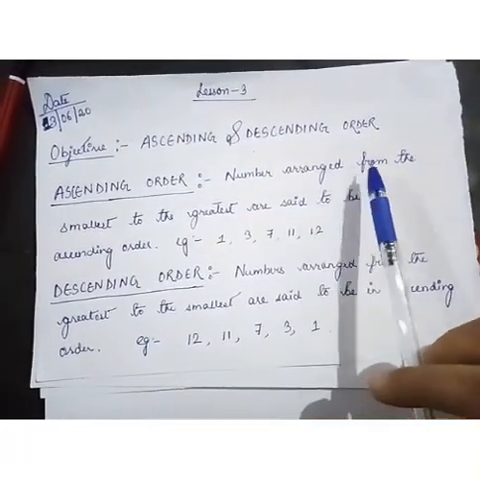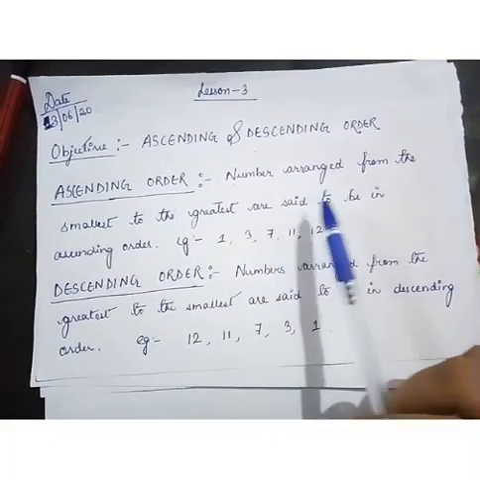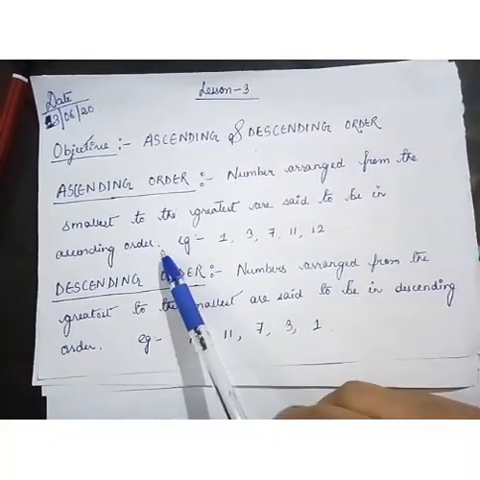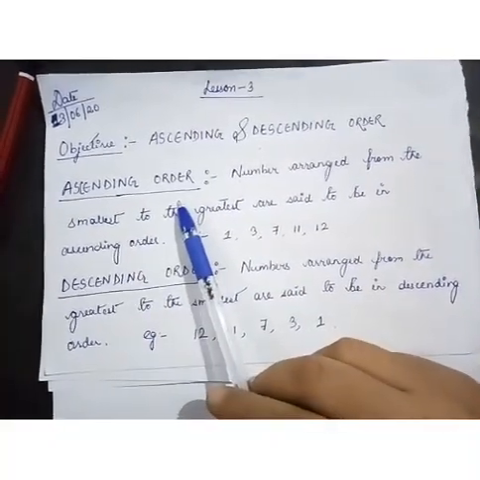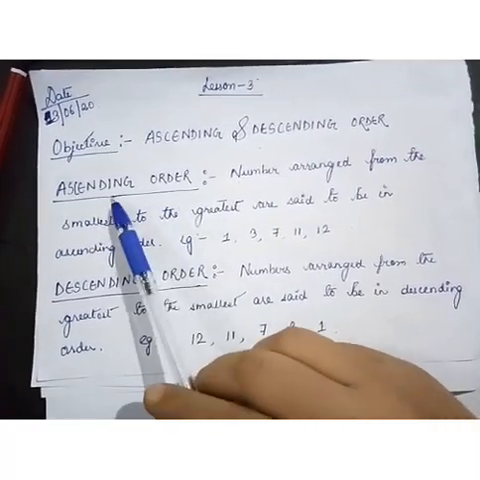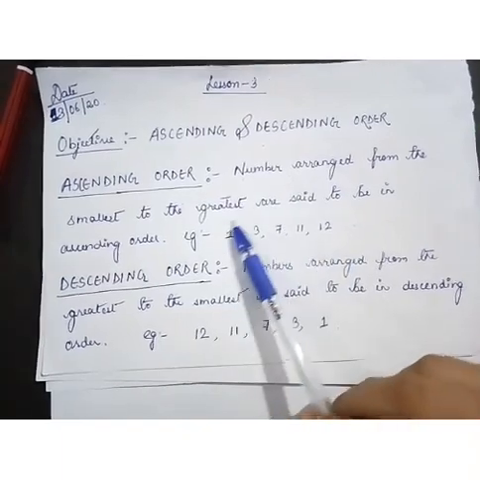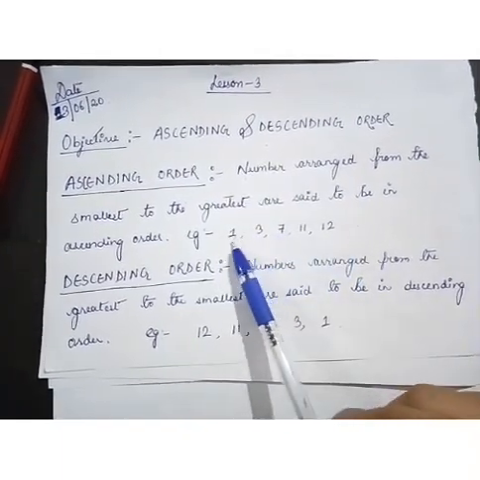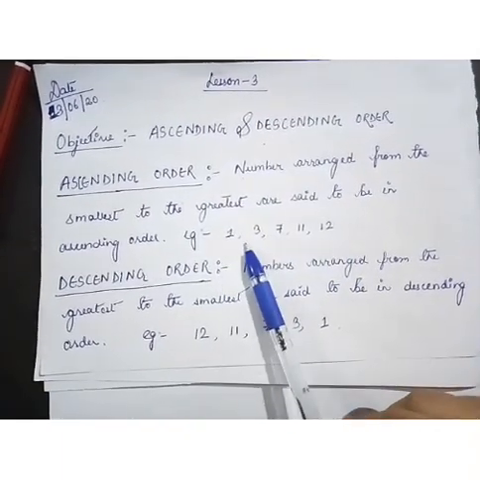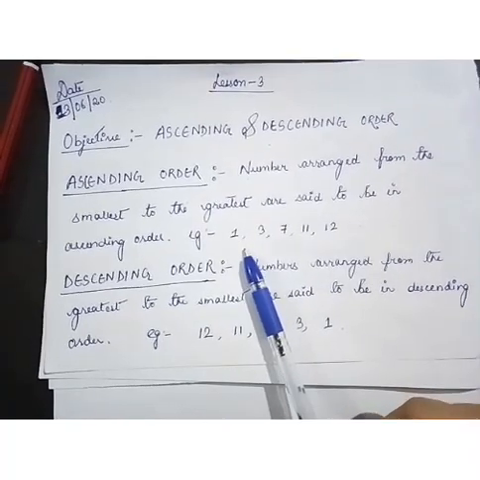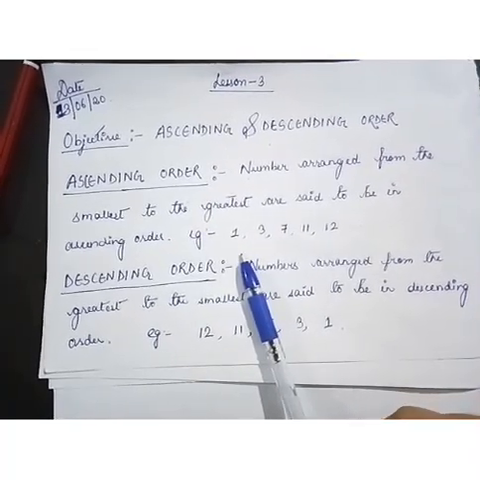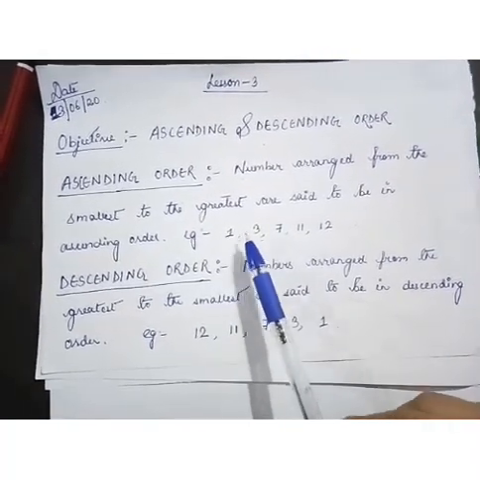Numbers arranged from smallest to the greatest are said to be in ascending order. So if you arrange numbers from smaller to bigger, it is known as ascending order. I have taken some examples here with 1-digit and 2-digit numbers, but when you have to arrange, you may have bigger numbers involving 4-digit and 5-digit numbers. This is just a simple example.